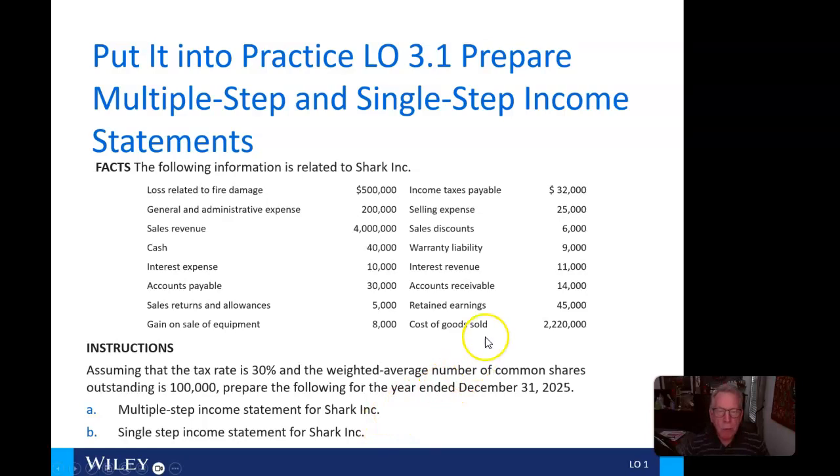And so some of these are pretty obviously not on an income statement. Accounts receivable, for example, and retained earnings, and cash. Those are not, and accounts payable. Clearly, those are balance sheet items, so we're not going to find those on the income statement. But the rest we need to place in the income statement in the right spot.